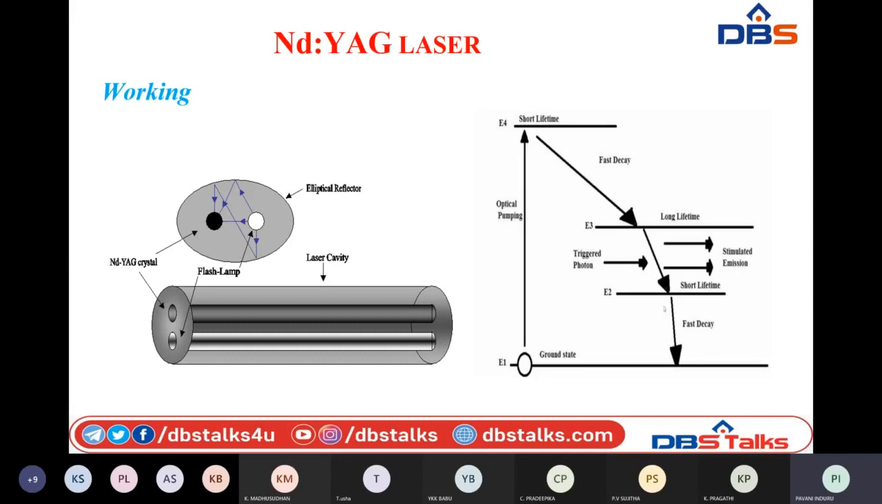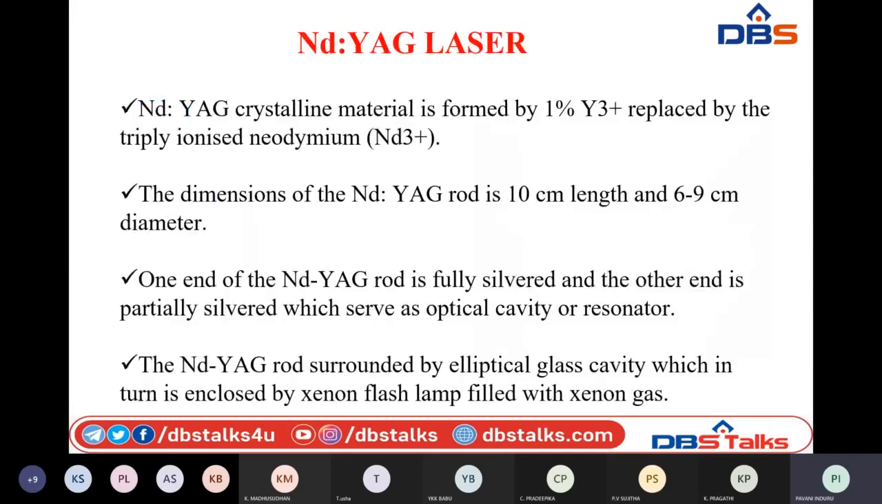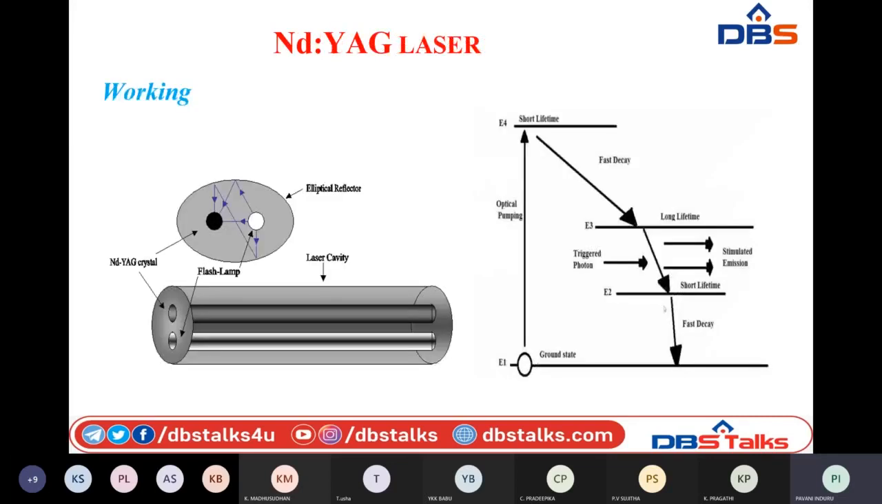And at the two ends we have optical resonators. At one end we have a completely reflective material and the other end is a partially reflective material. So this is how the construction of Nd:YAG laser is. And if you look at the dimensions of this Nd:YAG rod, it has 10 centimeters length and 6 to 9 millimeters diameter. Now let us see how it works.